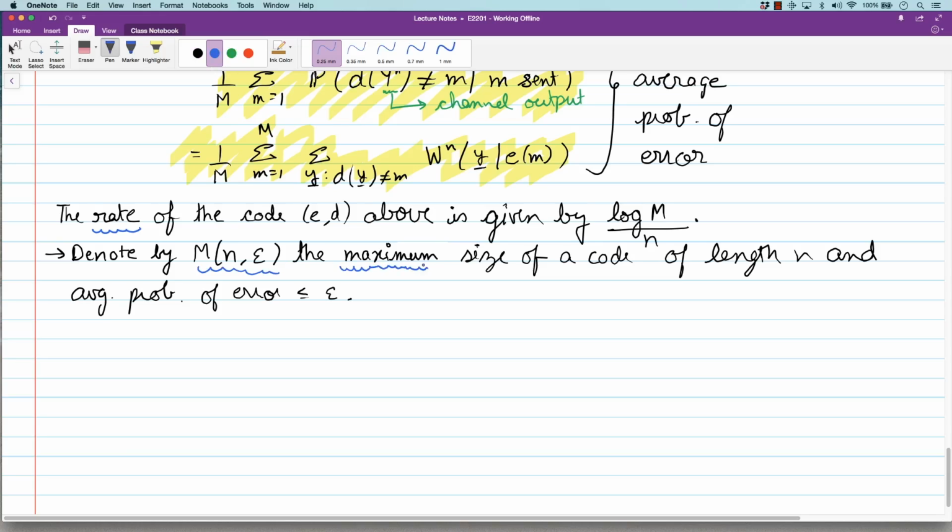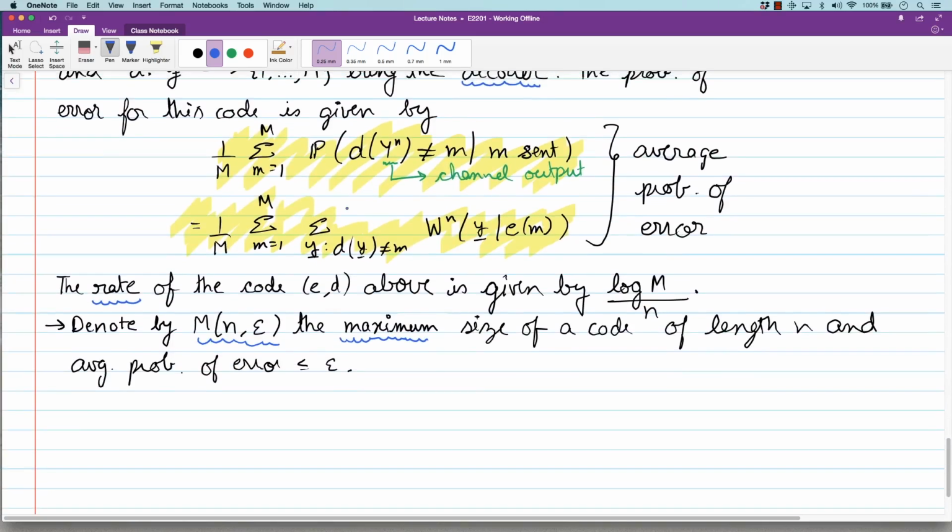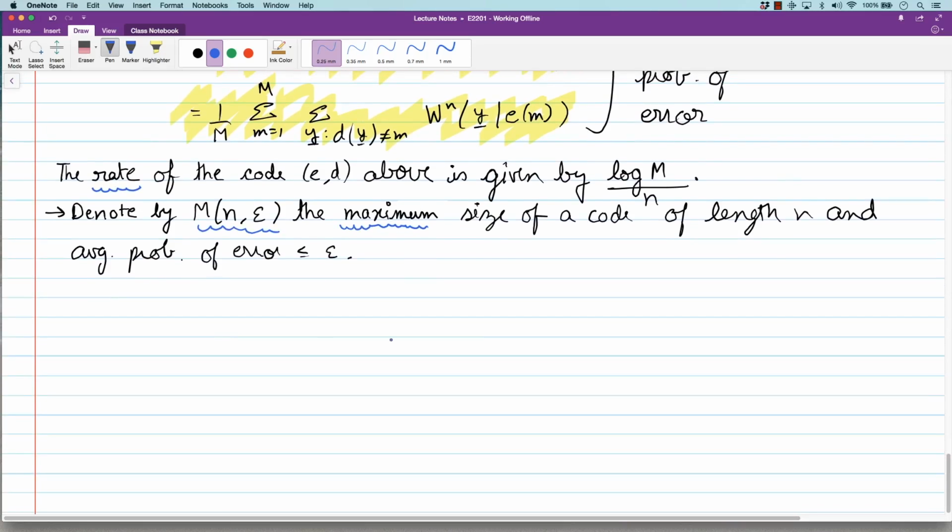All right. So now we have defined what a channel code is. It has an encoder and a decoder. We have defined its rate, we have defined its average probability of error, and we have introduced this notation M(n, epsilon), the maximum number of messages that you can send with probability of error less than epsilon using the channel n times. The next definition using this is that of an achievable rate. In fact, we'll directly define channel capacity. So another definition: this is the notion of channel capacity.